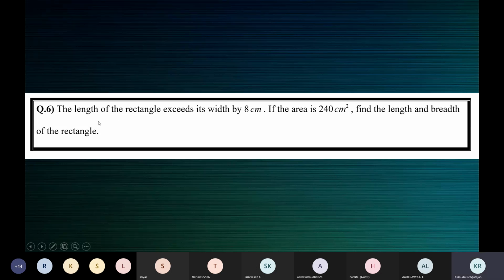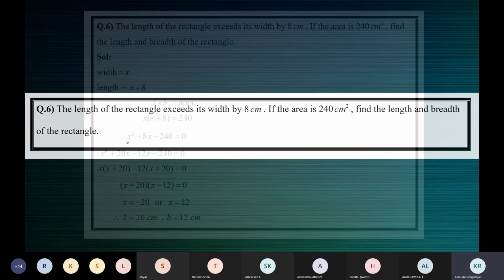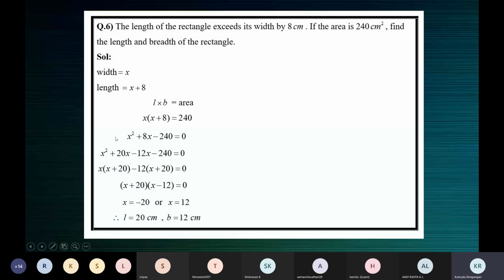This is simple. The length of a rectangle exceeds its width by 8 centimeters. The length exceeds the width by 8 centimeters. If the area is 240 centimeters square, find the length and the breadth of the rectangle. This is easy. x into x plus 8. Yeah, correct.